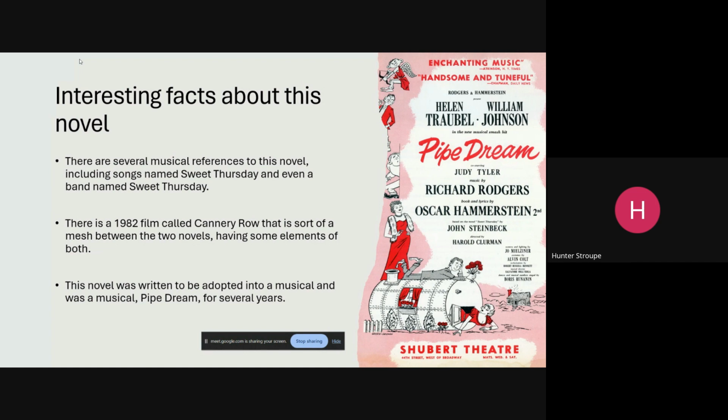And as I referenced earlier in the literary context part of the presentation, this novel was written to be adapted into a musical, and it was a musical. You can see a flyer for it pictured to the right of your screen. It was called Pipe Dream, and it aired for several years. I can't remember how many shows, but I know it was nominated for a couple awards. I don't think it ever won any.